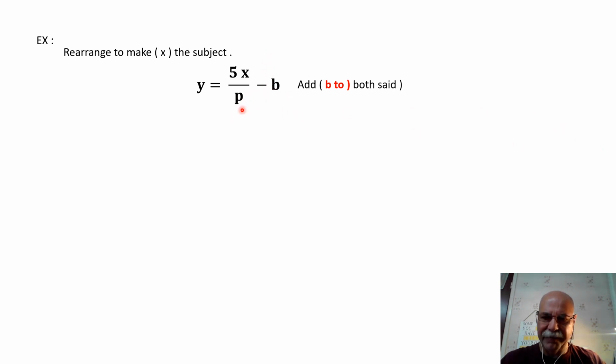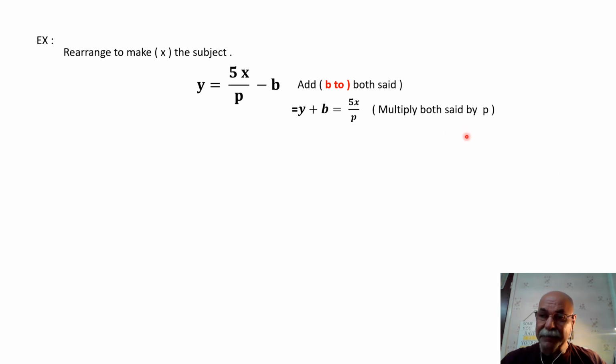In this case, I add b to both sides, in order to cancel the minus b. Now we get y plus b equal 5x over b, after I added b to both sides. Y now becomes y plus b. This side equals 5x over b, and we cancel b with b.